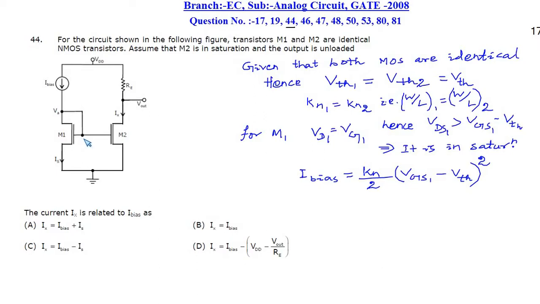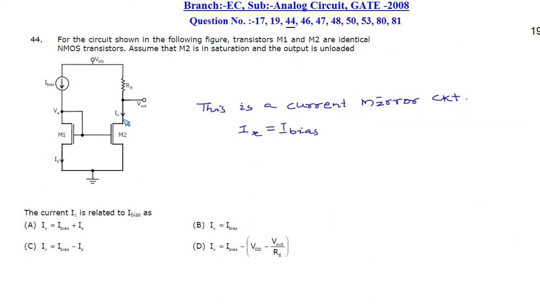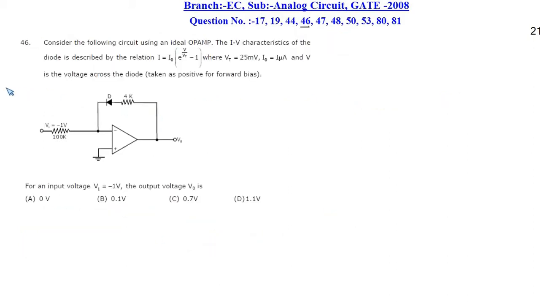Now if you see, the gates of both the NMOS transistors are at the same potential, and so are their sources. So VGS of both the transistors are equal. As VGS of both the transistors are equal, the transistors are also perfectly matched. So what will happen? The Ix current will be the same as the I bias current. We can also directly say that this is a current mirror circuit. Hence Ix will always be equal to the I bias current. So among the options, V is the correct answer.